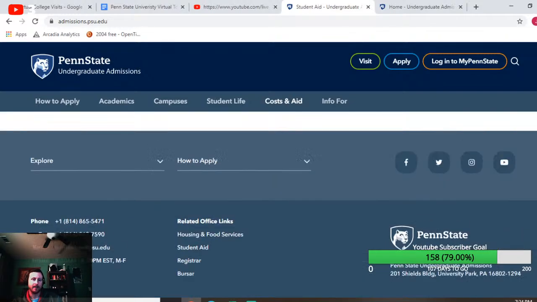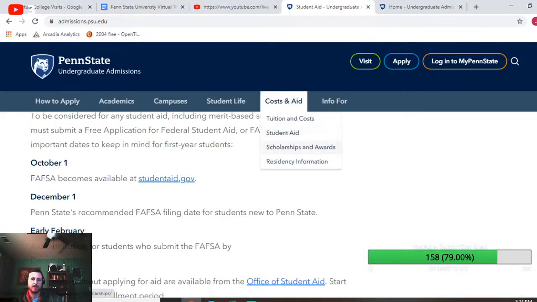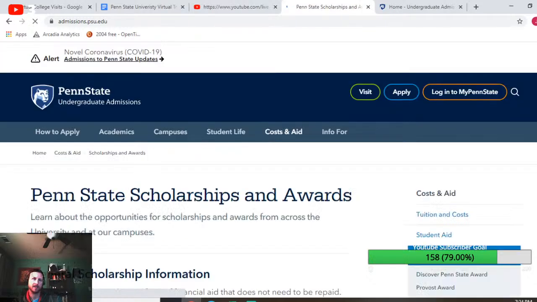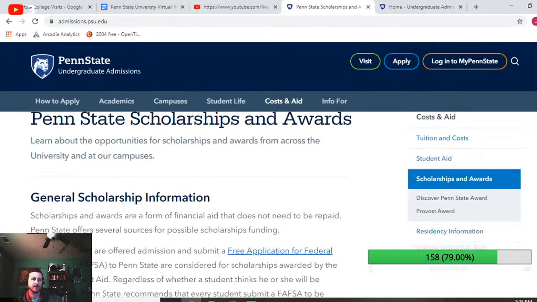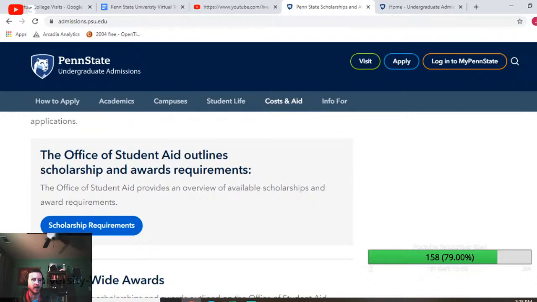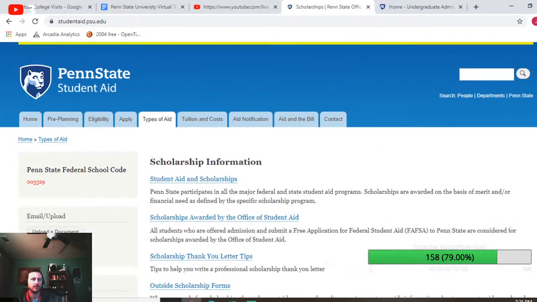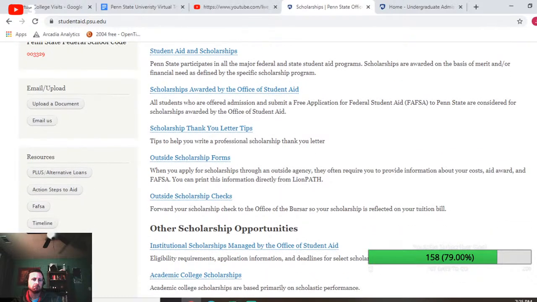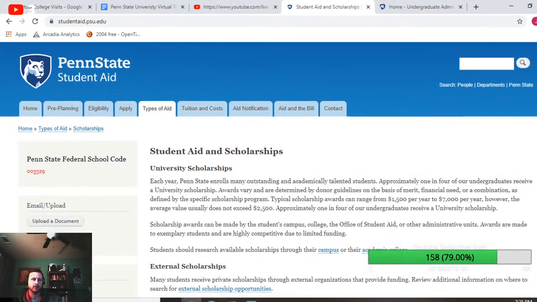Wow. Other than that, there's not a whole lot in terms of aid, but let's see if this other tab has some stuff. So general scholarship information. So there's a free application for, okay, FAFSA. Okay, we already knew that though. The Office of Student Aid outlines scholarship. Let's click on this and see what we have here. So student aid and scholarships.